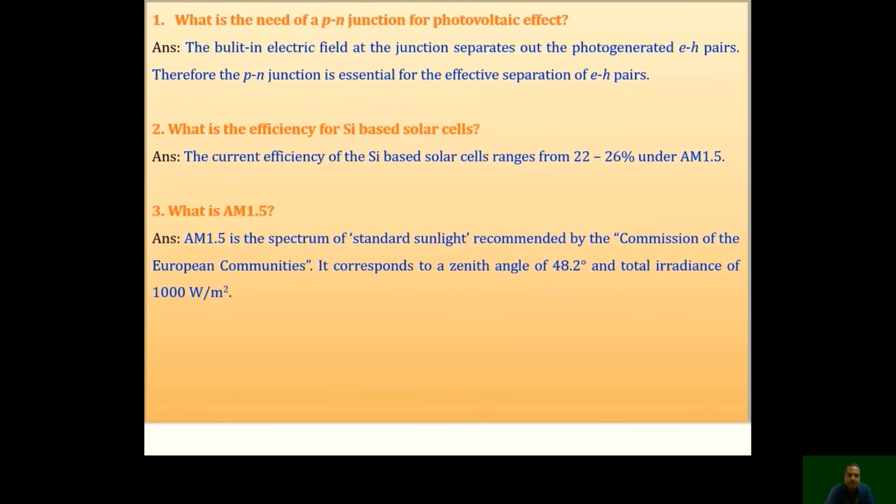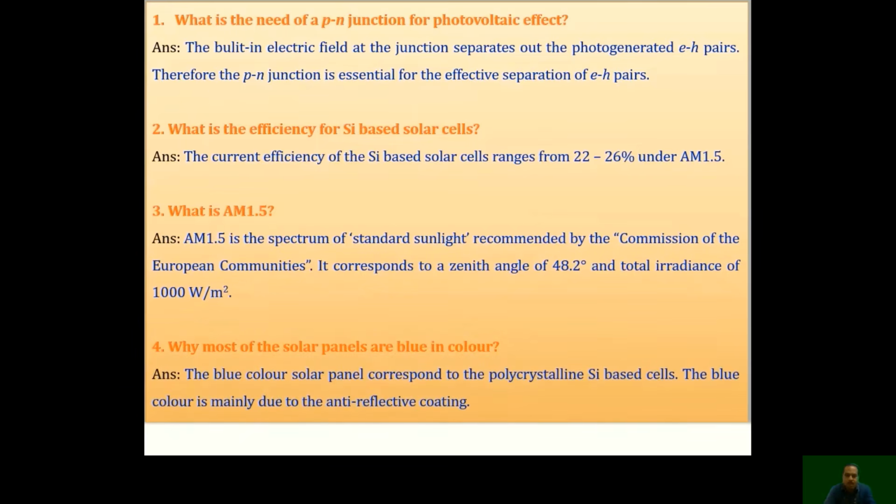So the AM 1.5 is the spectrum of standard sunlight, which is recommended by the Commission of the European Communities. It corresponds to a zenith angle of 48.2 degrees and a total irradiance of 1000 watt per meter square. Next question is, why most of the solar panels are blue in color? The blue color of the solar panel correspond to the polycrystalline silicon based solar cells. The blue color is mainly due to the anti-reflective coatings.